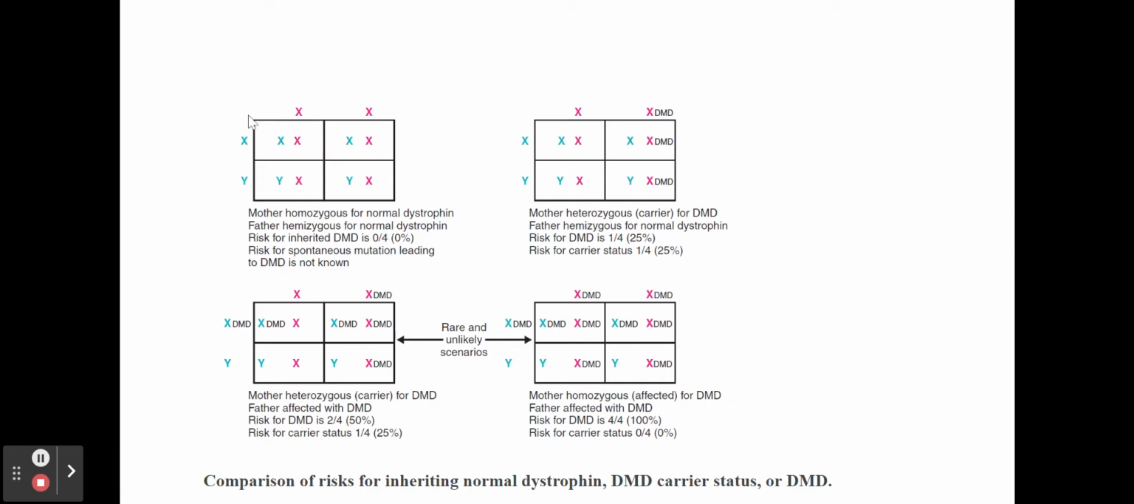But here's a Punnett square for 2 individuals who do not have alterations on their DMD gene. If we're talking about straight inheritance, the risk for inherited DMD is 0 out of 4, but we don't know what the risk for spontaneous mutation is.